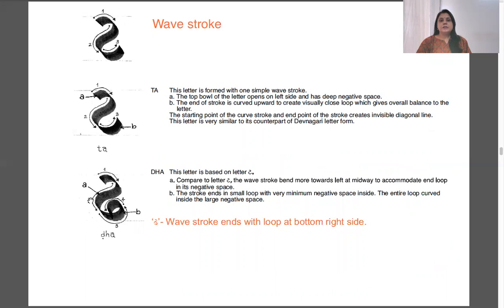Next group of letters is another wave stroke, completely opposite from the earlier stroke. This is letter T, and the next is letter D, which ends with a loop at the bottom right side.